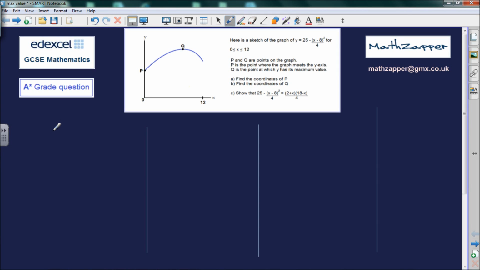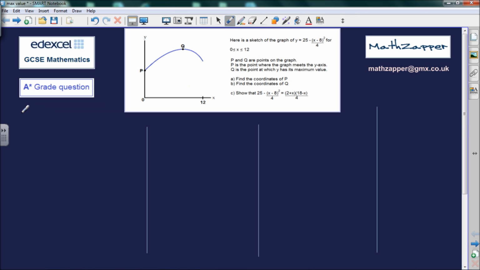Edexcel GCSE Mathematics A* grade question. Here's a sketch of the graph of y equals 25 minus (x minus 8) all squared divided by 4, for the values 0 is less than or equal to x, which is less than or equal to 12. P and Q are points on the graph. P is the point where the graph meets the y-axis. Q is the point at which y has its maximum value.